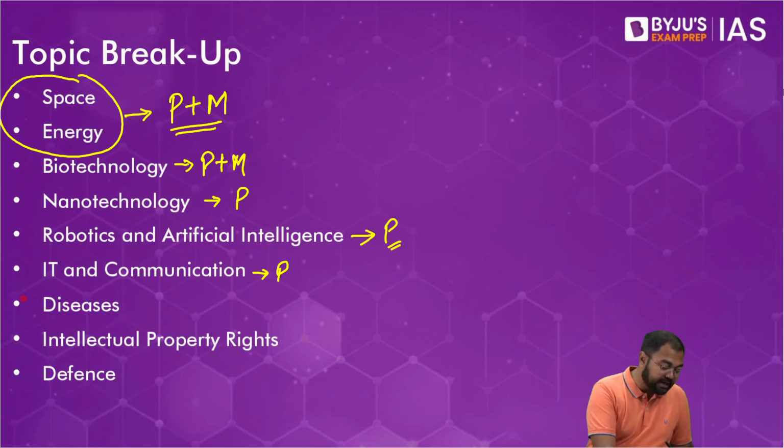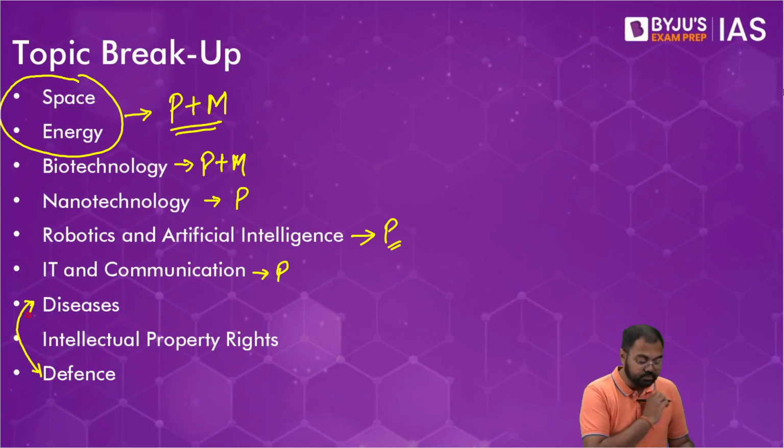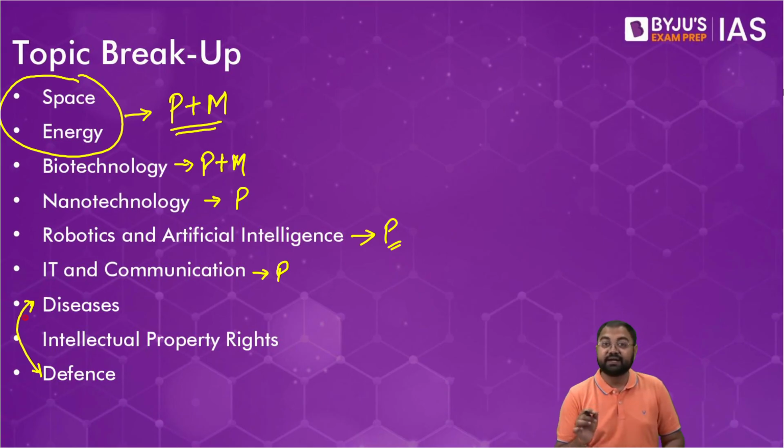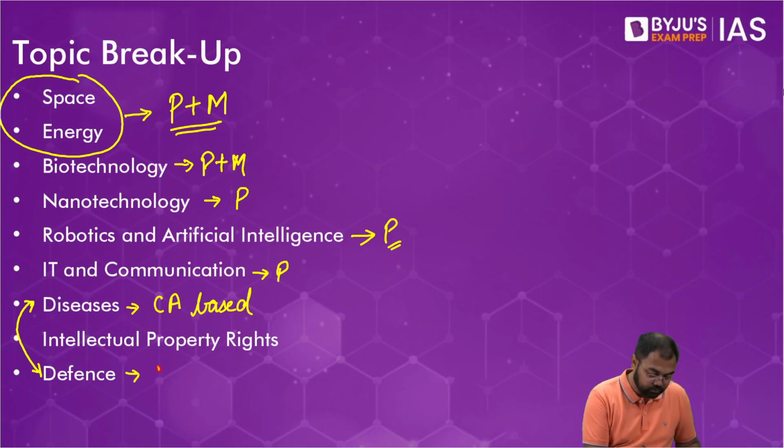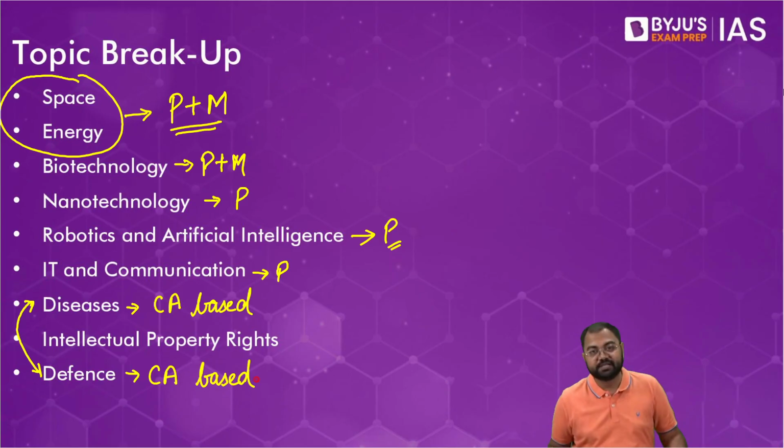Then these two chapters, defense and diseases, are chapters where whenever questions come, you'll find that the questions are always based on current affairs. More than the static areas of these topics, the dynamic areas or the current affairs of these two topics matter a lot more. So you have to ensure that you base your preparation on current affairs. These two chapters have to be current affairs based.